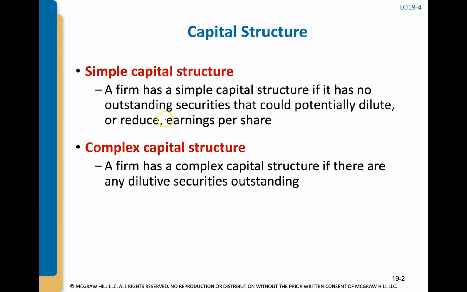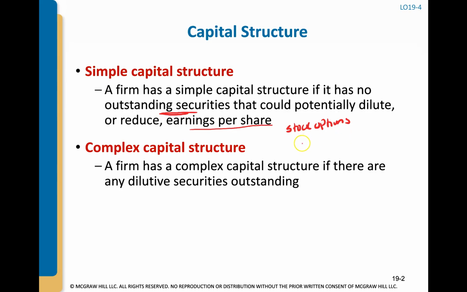A simple capital structure is when a company has no outstanding securities that could potentially dilute or reduce their earnings per share. So what does that mean? This means if a company has nothing that would in the future potentially cause more common shares to be issued and outstanding, such as stock options. If a company issues stock options to their employees, then in the future, the employees have the option to buy shares at a specific price. And if they choose to do that, then there will be more common shares outstanding.